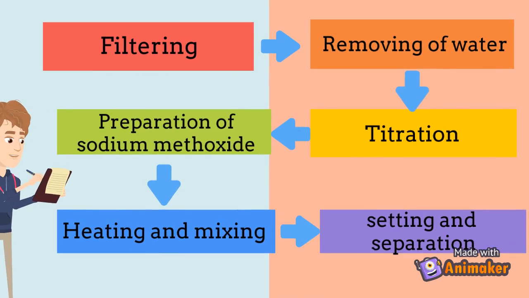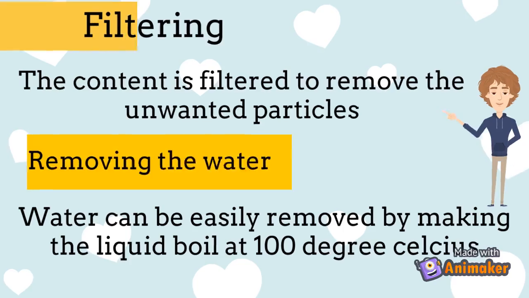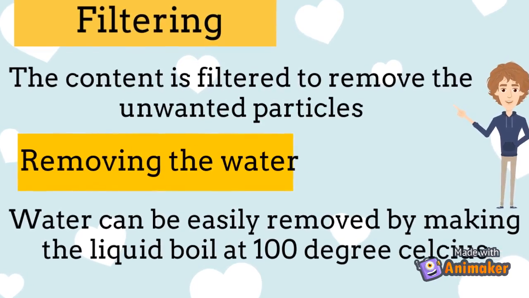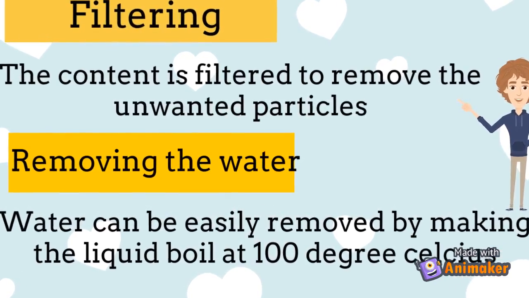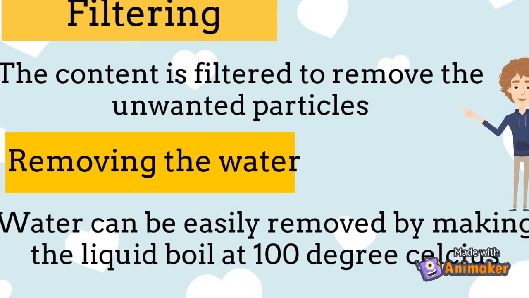The process of making biofuel is filtering, removing of water, titration, preparation of sodium methoxide, heating and mixing, and the last one is setting and separation. For the filtering, the content is filtered to remove the unwanted particles. Then, water can be easily removed by making the liquid boil at 100 degrees Celsius.